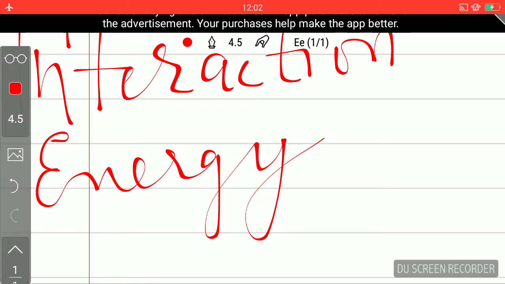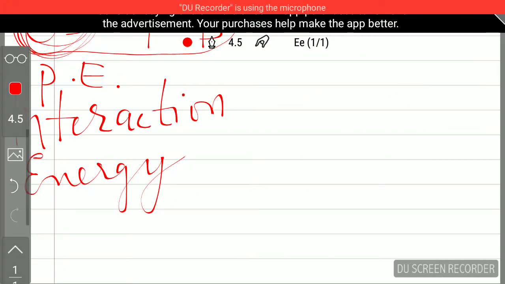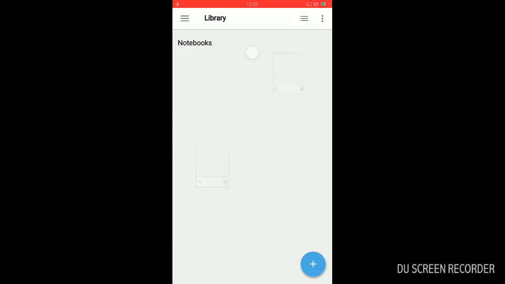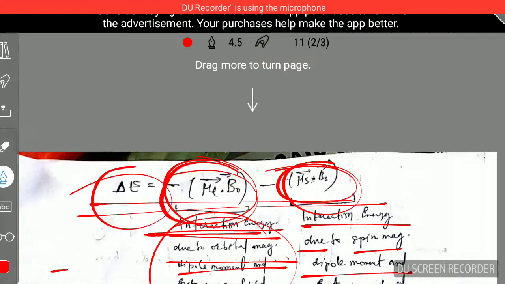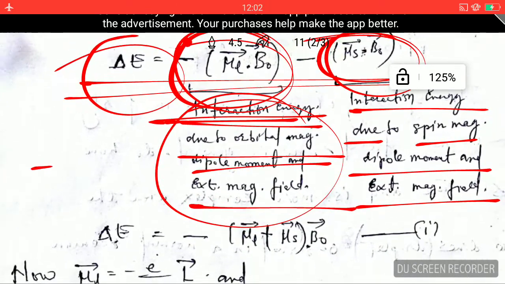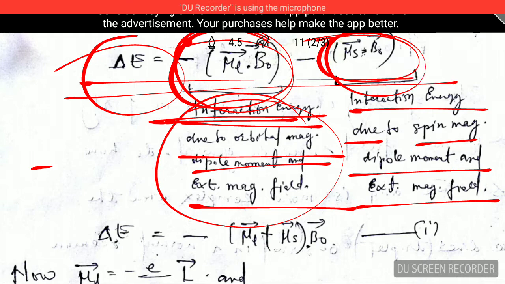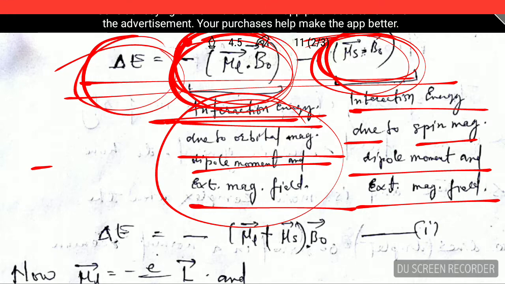Friends, this is clear to you, right? At this point you can clearly understand that this is the potential energy due to the interaction between the orbital magnetic moment and the field, and this is the potential energy due to the spin magnetic moment and the magnetic field B. This is the sum of those two potential energies, and it is called the interaction energy.